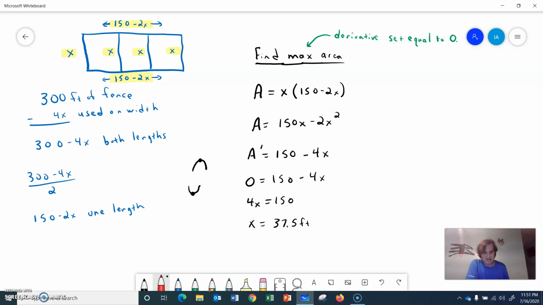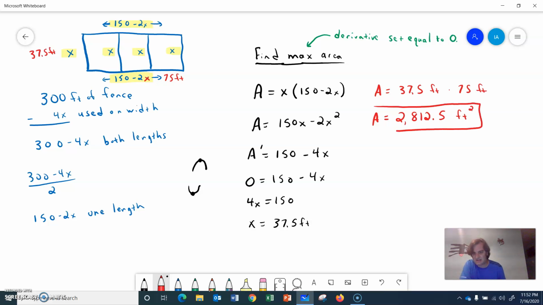That is for the x. So that x that we've got there is for the width. And if we plug that in for the x with the length, that length would be 75 feet. You can calculate that. But we can come back and say that area is the length times the width. So 37.5 feet times 75 feet. And let's see. 37.5 times 75 gives me, wow, 2,812 and a half square feet of area. And that is the max area.